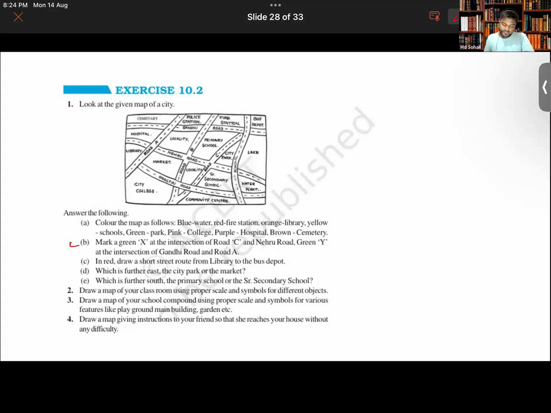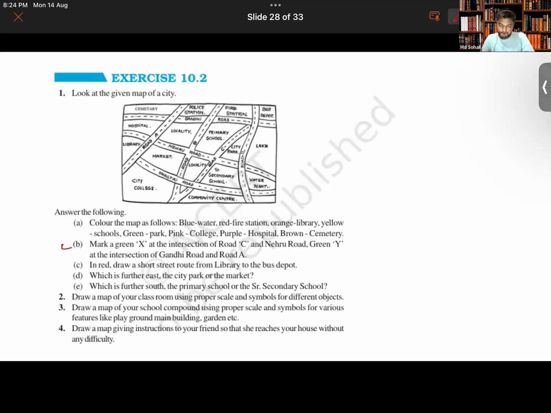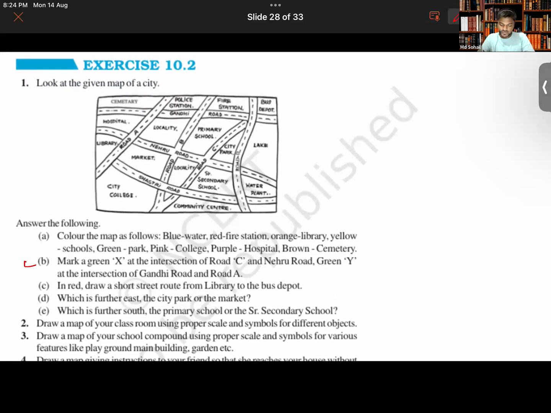Now, question B: mark a green X at the intersection of Road C and Nehru Road. So where do you see Road C here? See Road C, where is it here? Near the primary school and the locality. Road C, this one over here, no? Further it says mark a green X at the intersection of Road C and Nehru Road. This is on Nehru Road over here. So they are intersecting over here, no? So we will mark a green X at the intersection of the two here. Getting it? Yes, sir.